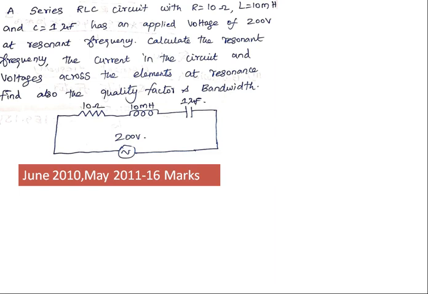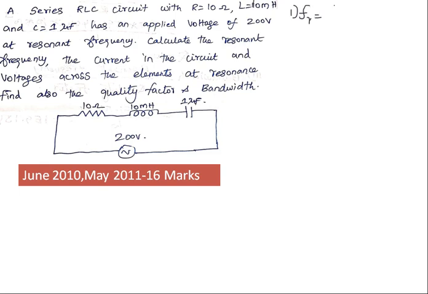A series RLC circuit with R equal to 10 ohm, L equal to 10 millihenry and C equal to 1 microfarad has an applied voltage of 200 volt at resonant frequency. We will see the given data in the circuit diagram. If the circuit diagram is not given in the question paper, we have to draw the RLC series along with an AC source of 200 volt. First, calculate the resonant frequency.